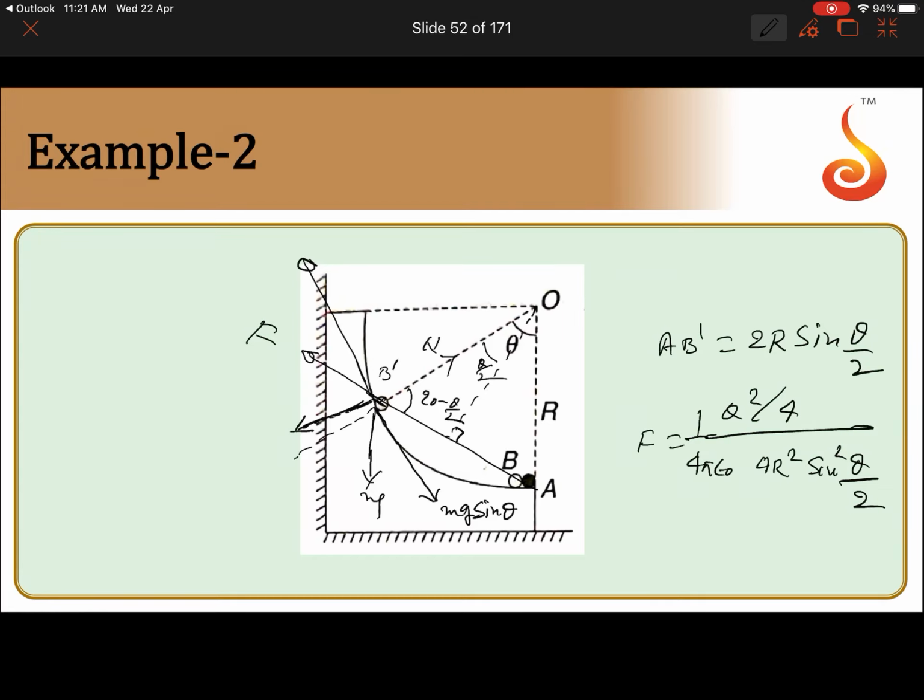So this is 90 minus theta by 2. Then this is 90 minus theta by 2. So this component is F sine, and this component is F cos. So this is the situation in the free body diagram.